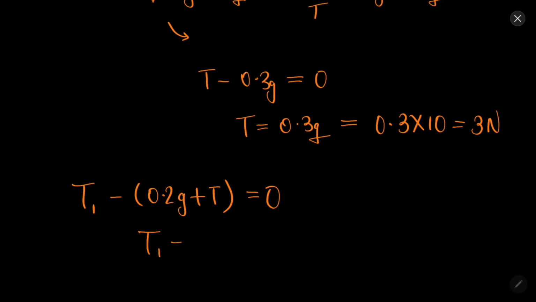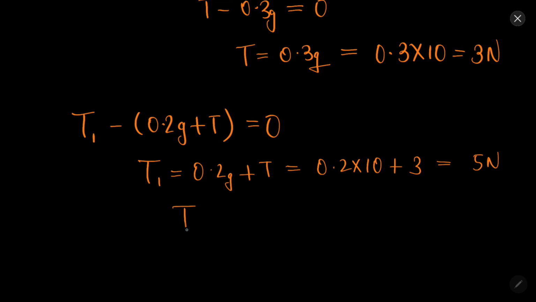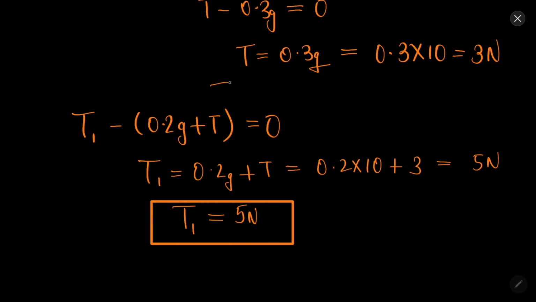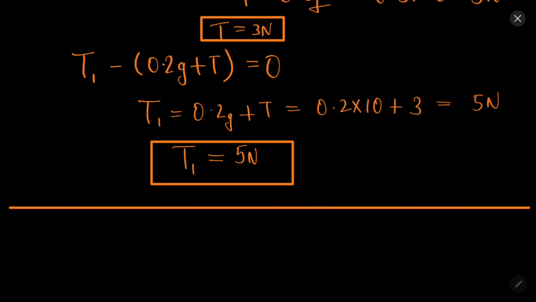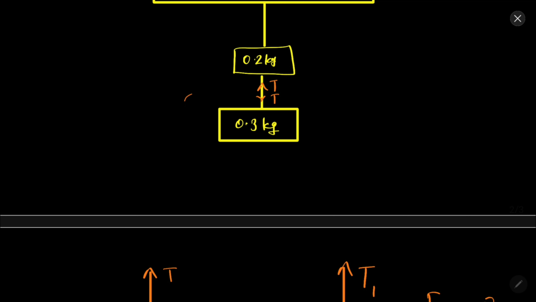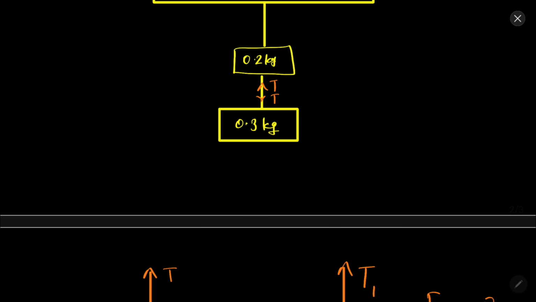So from here T1 equal to 0.2 g plus T, which will be 0.2 into 10 plus 3, so it will give us 5 Newton. So T1 is approximately equal to 5 Newton. So T1 is this and T is 3 Newton. So these are the tensions in the two strings. So what we need to do is first find the forces on the lower object, and after you solve that, then move on to the upper object.